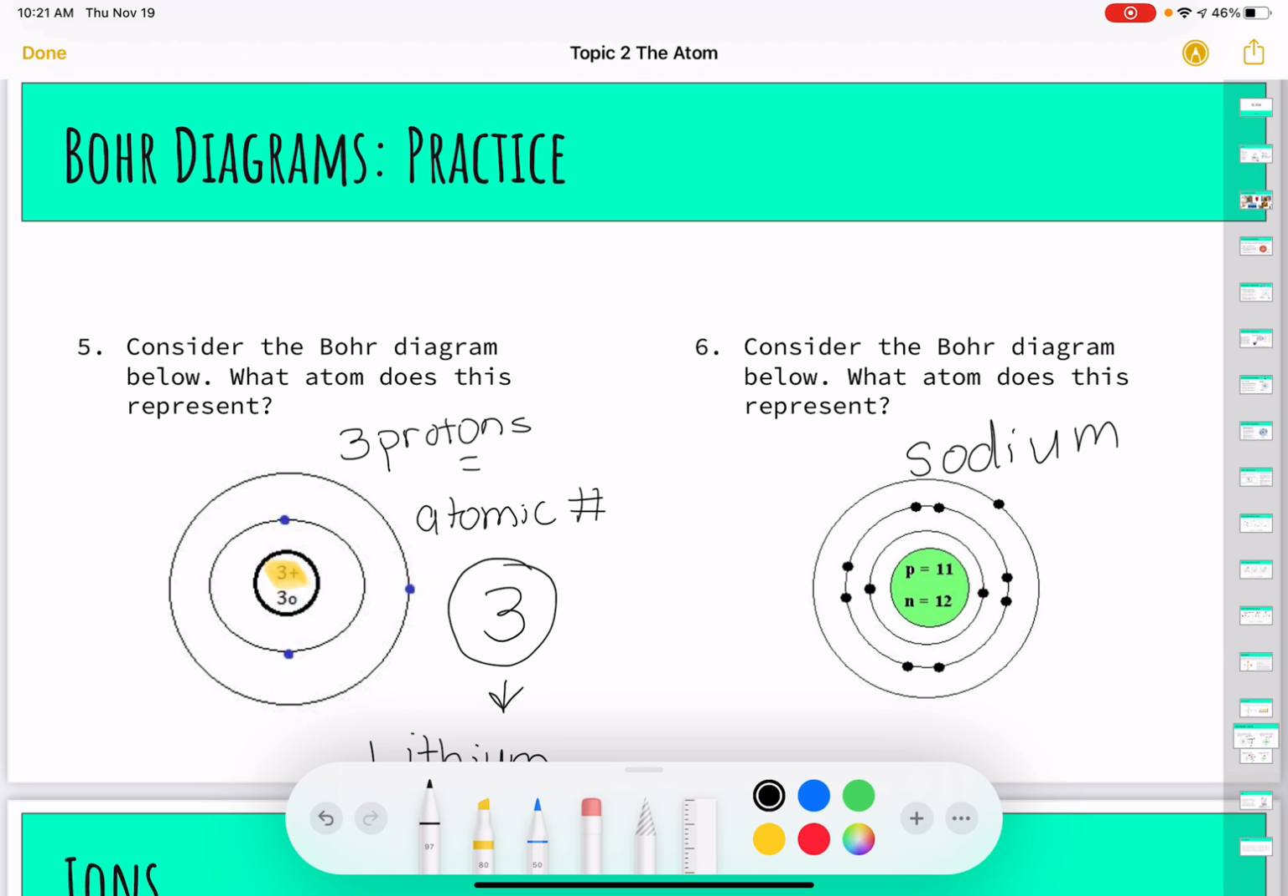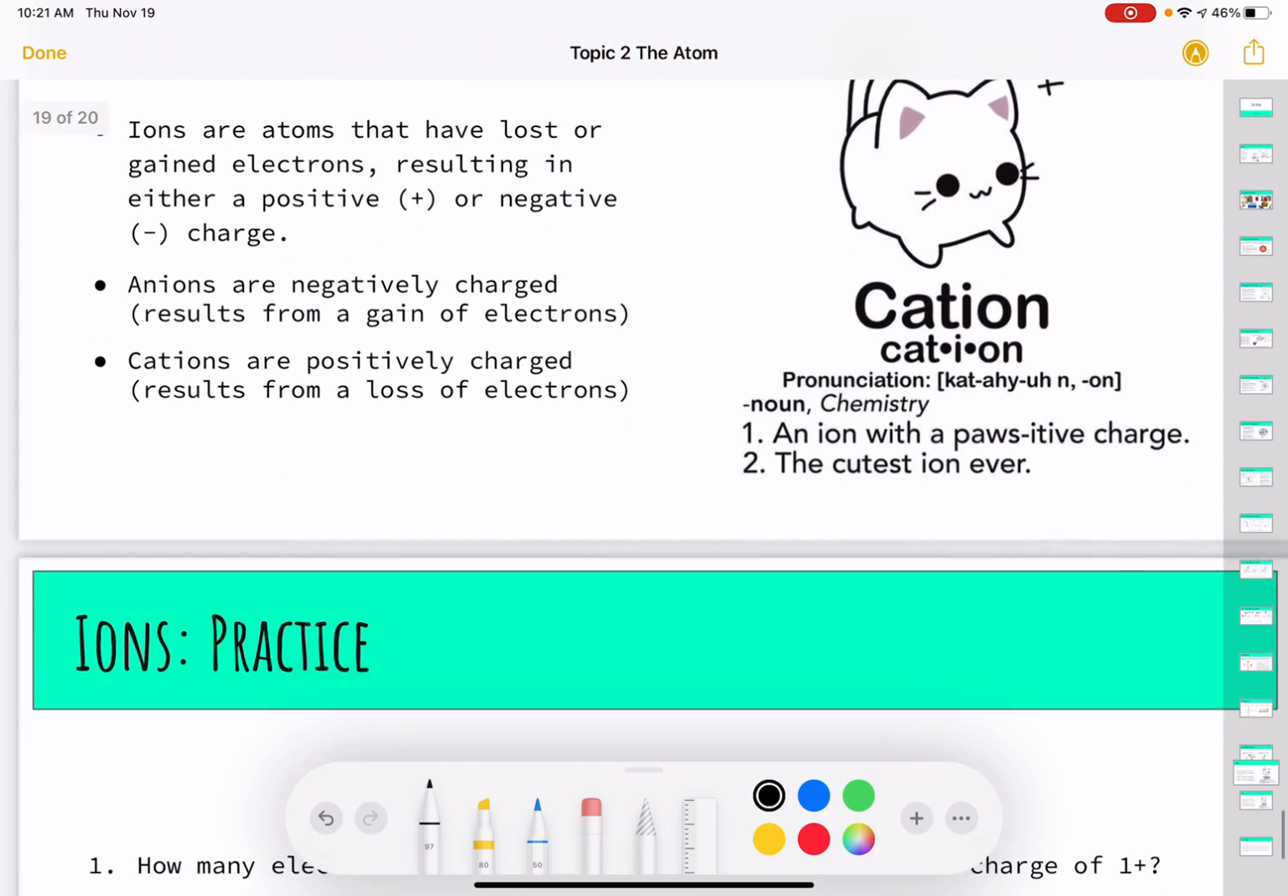So that's how you could have multiple choice questions on your test that would look like that. I hope they're pretty straightforward and will be easy for you to understand.